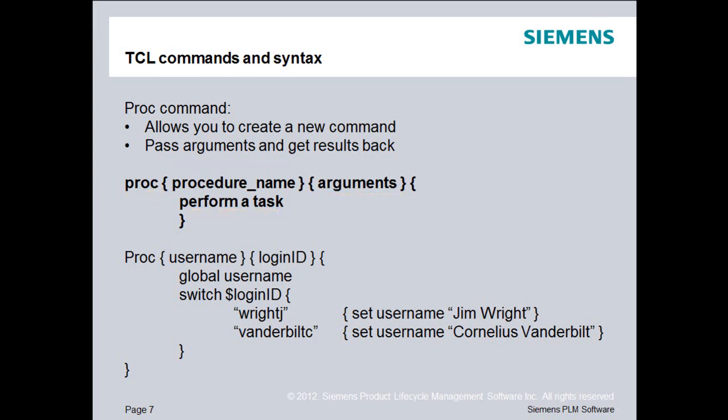So a more realistic example I have here that I was talking about, I have the identifier proc. The name of the proc is username. I'll be passing the login ID, and then I'll create a username that I'll make global so that I can have access to it when code is returned back. Then I'll perform a switch statement on the value of the login ID. If it's equal to my login ID, I'll set the username to Jim Wright. If the login ID is somebody else, I'll set the username consistent with theirs.